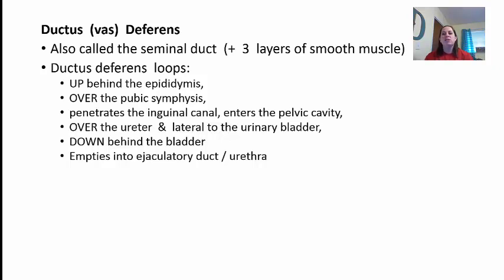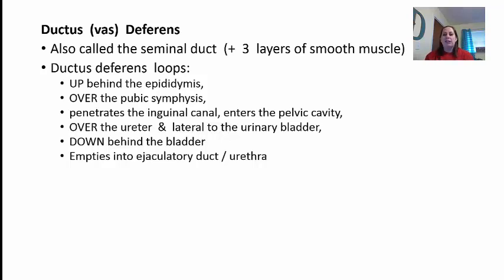There are 3 layers of smooth muscle here. We see the ductus deferens is going to loop in a series of ways. Okay, so we're going to see that it's going to move up behind the epididymis. So it's going to leave the epididymis and move up. It's going to go over the pubic symphysis. So remember, the pubic symphysis is the area where the bones come together in the front. So it's going to come over the pubic symphysis.